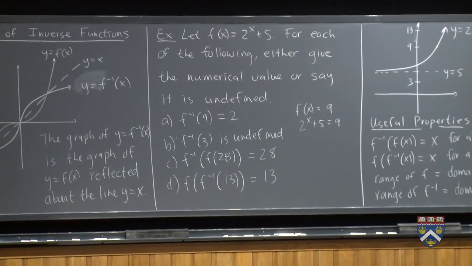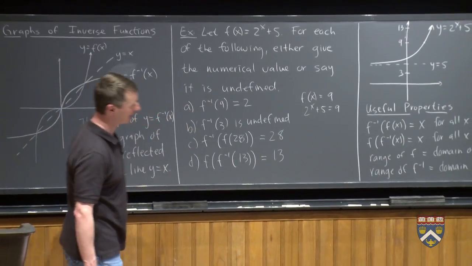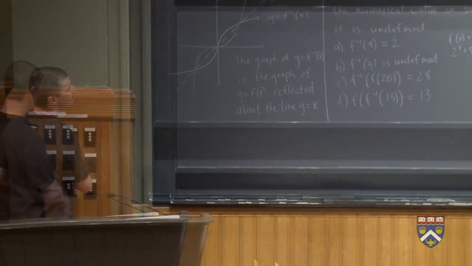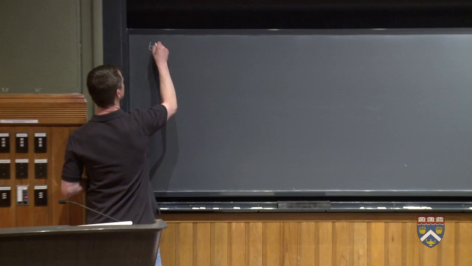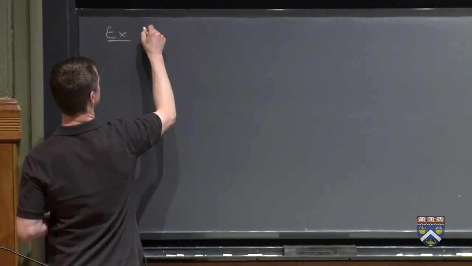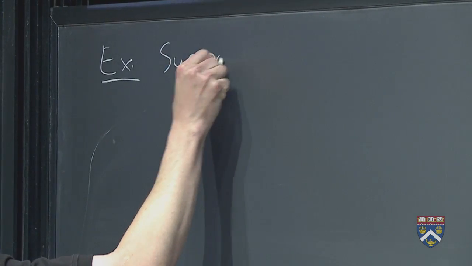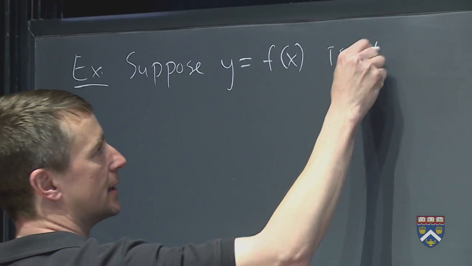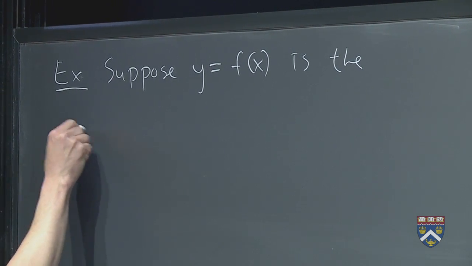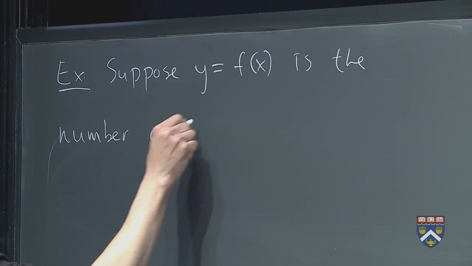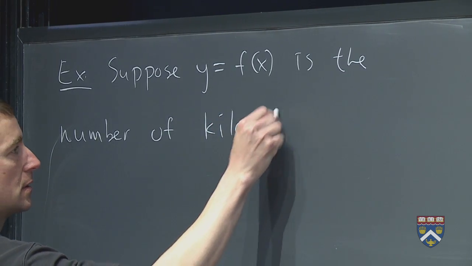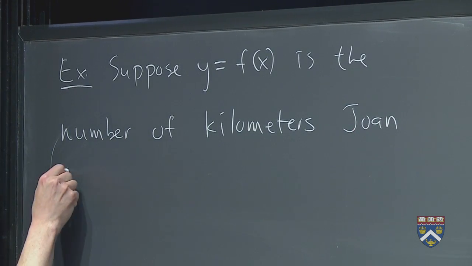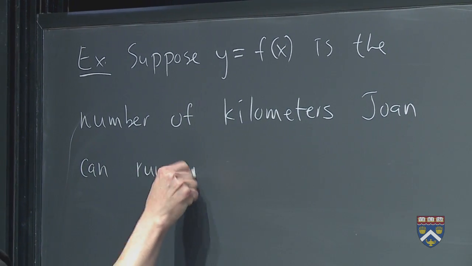All right, so this was pretty heavy on the graphical and the abstract. Let's do one final word problem. So let's suppose that y equals f of x is the number of kilometers that Joan can run in x minutes.